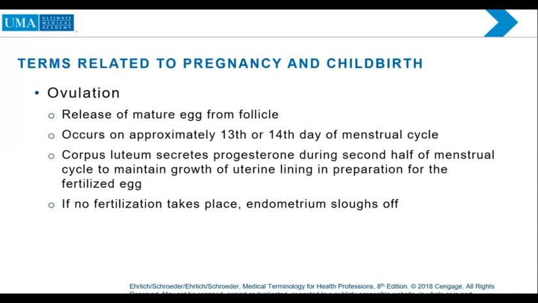Terms related to pregnancy and childbirth. Ovulation is the release of a mature egg from the follicle. It occurs on approximately the 13th or 14th day of the menstrual cycle. The corpus luteum secretes progesterone during the second half of your menstrual cycle to maintain growth of the uterine lining in preparation for the fertilized egg. If no fertilization takes place, the endometrium sloughs off.